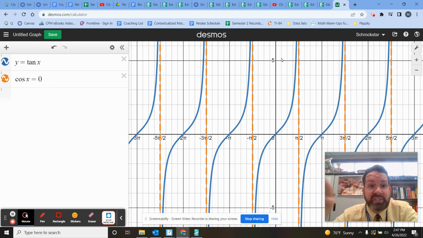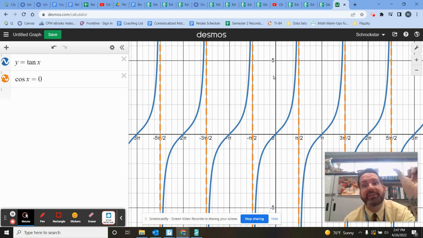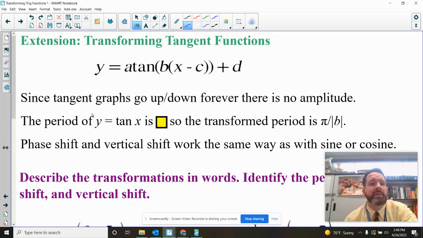The tangent graph is just the blue. The dashed orange is not part of the graph. We're just seeing where those vertical asymptotes are. So here's what tangent looks like. Notice that it repeats more often than sine and cosine do, more frequently. It has a shorter period. Specifically, it has a period of just 1 pi instead of 2 pi. So the period of tangent x is 1 pi.